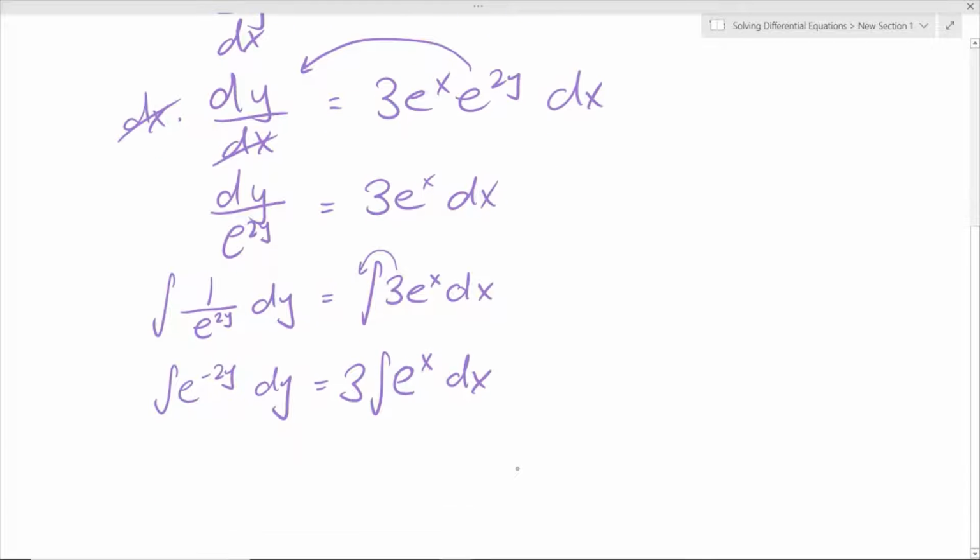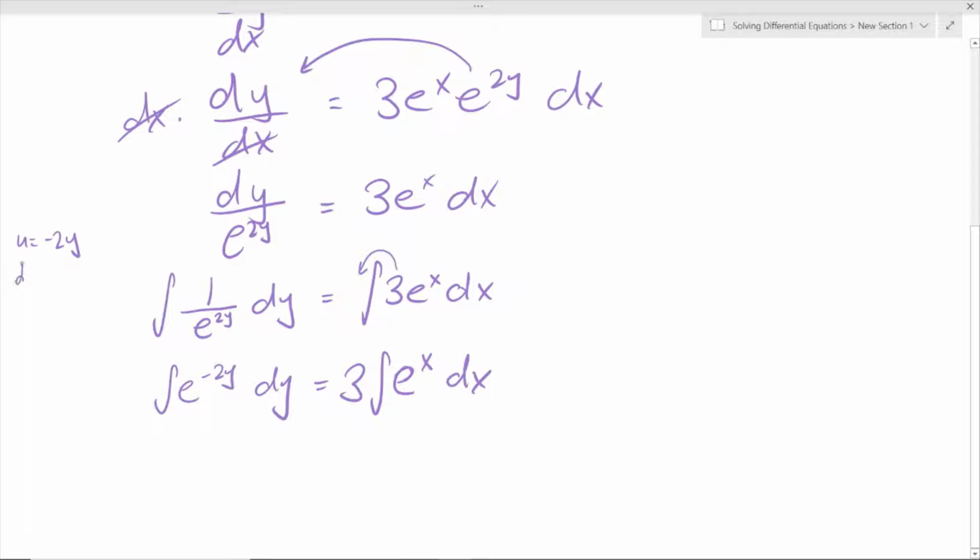And then now we just have to integrate both sides. So we're going to focus on each side. With this side, it's the integral of e to the exponent of negative 2y. Now, what we can do is use a substitution. So we can let u equal negative 2y, so we can integrate this.